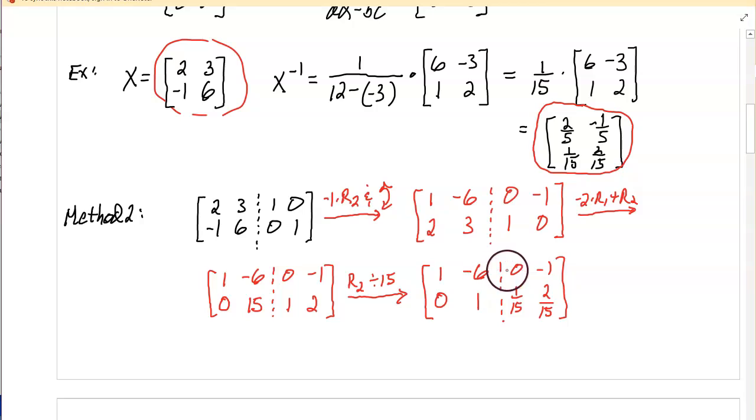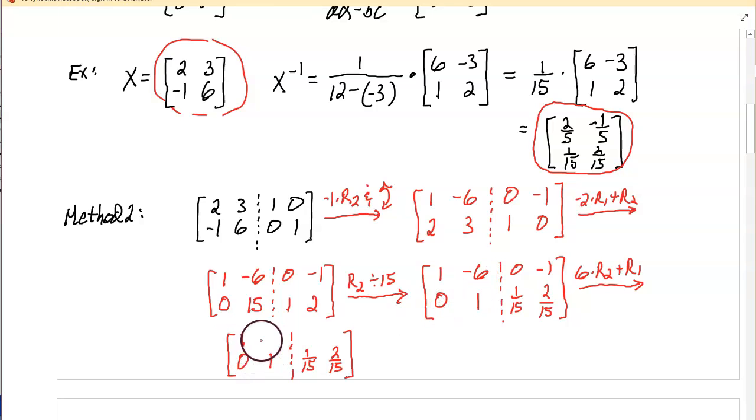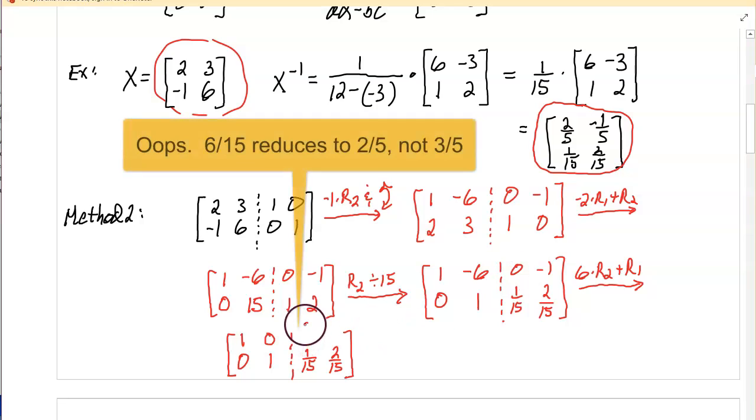Next, I want this to turn out to be a 0. To do that, I can go 6 times row 2 and add it to row 1 to create the new row 1. When performing that operation, row 2 will not change. Six times 0 is 0. 0 add 1 is still a 1 here. 6 times 1 is 6. 6 add -6 creates the 0 there that I was hoping for. 6 times 1/15 is 6/15, which reduces to 3/5, and 3/5 add 0 is 3/5. And 6 times 2/15 is 12/15. 12/15 reduces to 4/5, and 4/5 added to the -1 is -1/5.